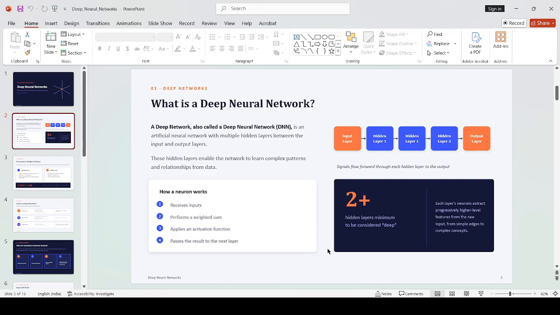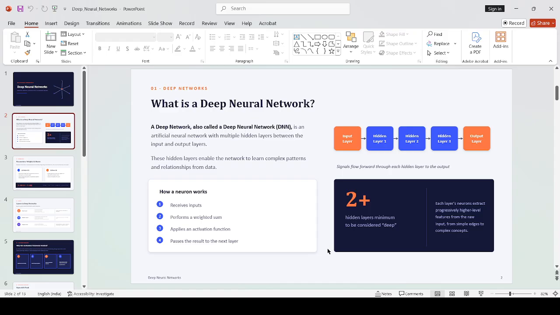Let us first understand what a deep neural network is. A deep neural network is an artificial neural network that contains multiple hidden layers between the input layer and the output layer. A network is generally called deep when it has two or more hidden layers.